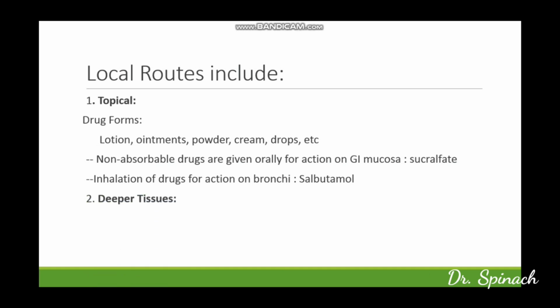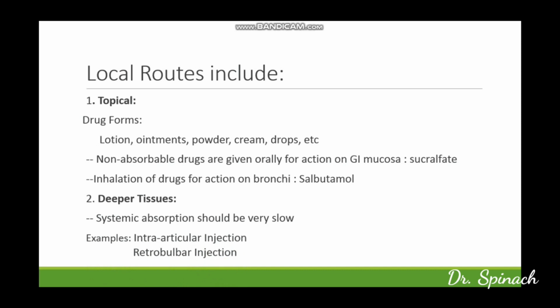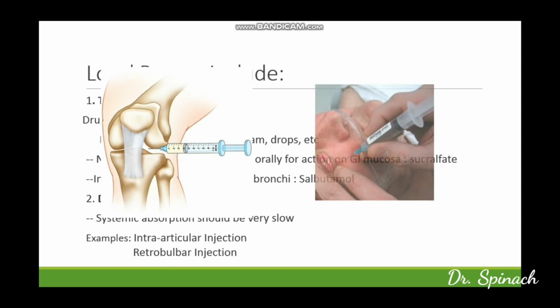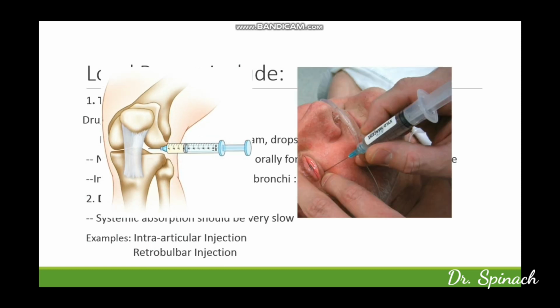Another local route is through deeper tissues. Certain deep areas can be approached by using a syringe and a needle, but the drug should be in such a form that systemic absorption is slow. For instance, injecting hydrocortisone acetate in knee joint, that is intra-articular injection, or behind the eyeball, that is retrobulbar injection.